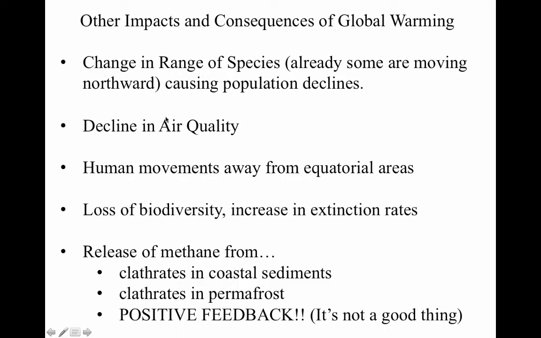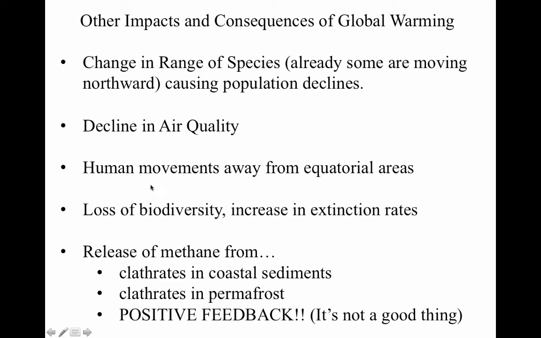Other impacts: you see a change in the range of species. You already see some species of animals moving north to find their ideal temperature, because where they normally live, that area is getting warmer, so they continue to move north, and it's causing population declines. Really, it's a loss of their habitat.